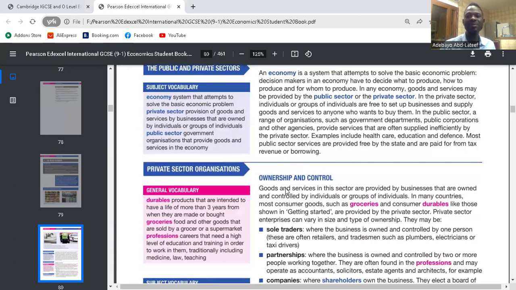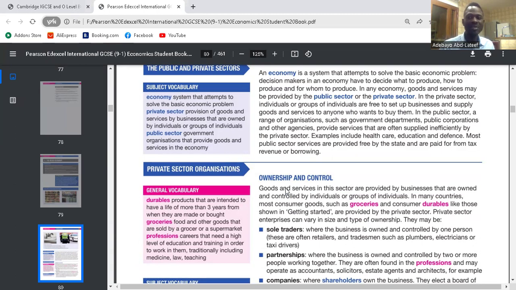An economy is a system that attempts to solve the basic economic problem. That's what an economy, a country, does. It tries to solve the problem of scarcity. So decision makers in an economy have to decide what to produce, how to produce, and for whom to produce.